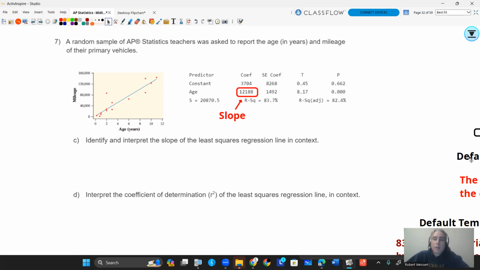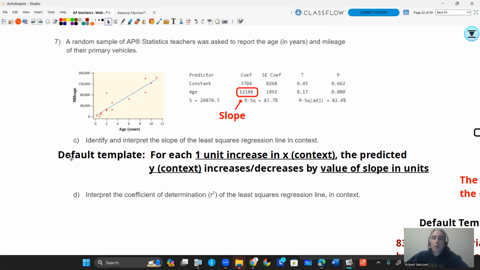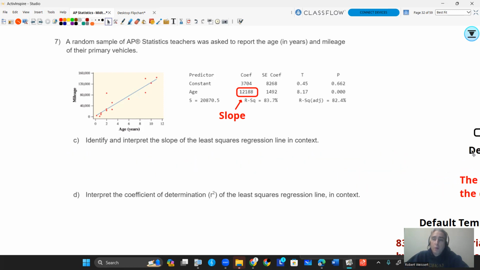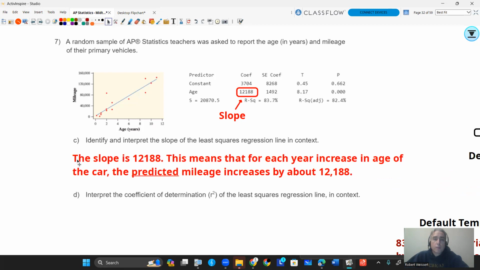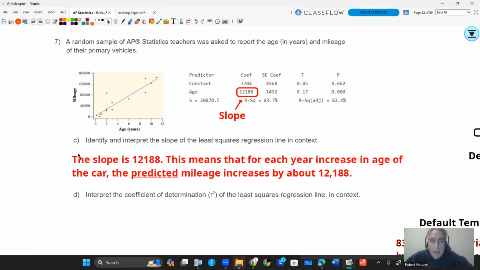So there is a template. The way that slopes work is as the x value increases by 1 unit, the predicted y value increases by or decreases if it's negative, whatever the slope is. Here's my template that I use. For each 1 unit increase in x, the predicted y in the context of the problem increases or decreases by the value of the slope in units. So I will write something like this. The slope is 12188, and that's in miles. This means that for each year increase in age of the car, the predicted mileage increases by about 12,188 miles.